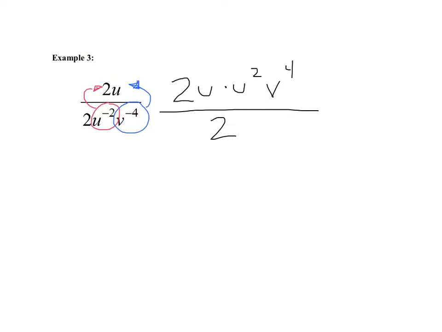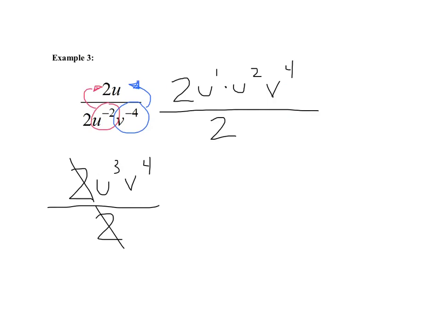Okay, so now that I have this thing rewritten, I can work to simplify it. On top I have a 2, and then I've got a u to the first power and a u to the second power, so when I combine those I have u to the third power, and I have a v to the fourth power. All of that's in my numerator, and in my denominator I have a 2. I'm almost there. It looks like I can do one last simplification. If I have a 2 in the numerator, it can cancel out a 2 in the denominator. So those 2's cancel each other out.